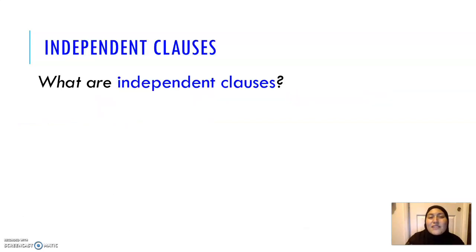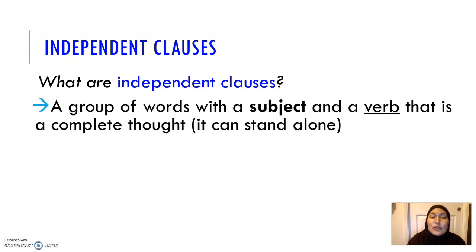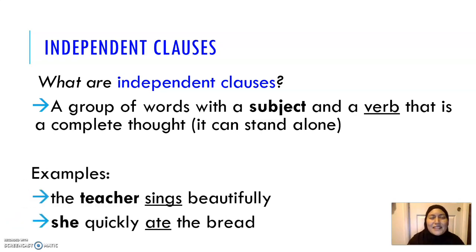So we're going to start off with something called independent clauses. Now, you might be wondering, what are independent clauses? Independent clauses are groups of words with a subject and a verb that is a complete thought. So what that means is it's independent. It can stand alone. It doesn't need anything else. So let's look at some examples to make sure that this makes sense.